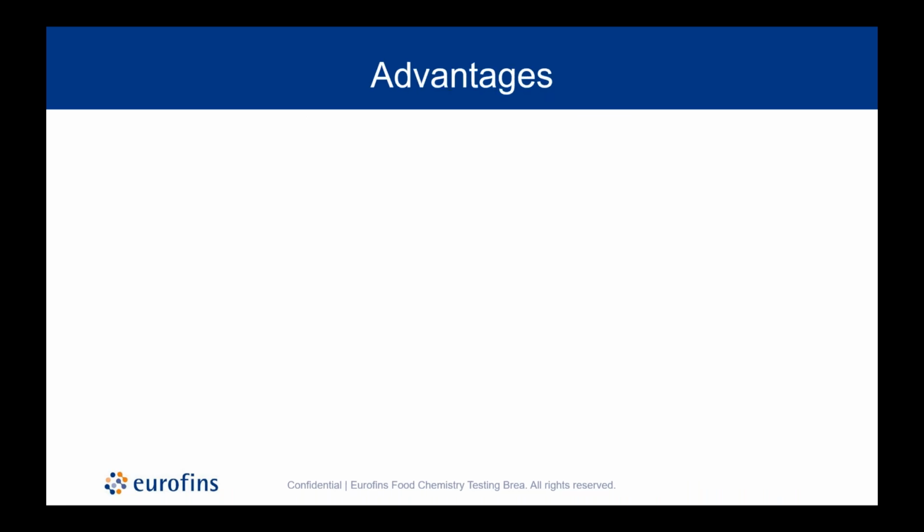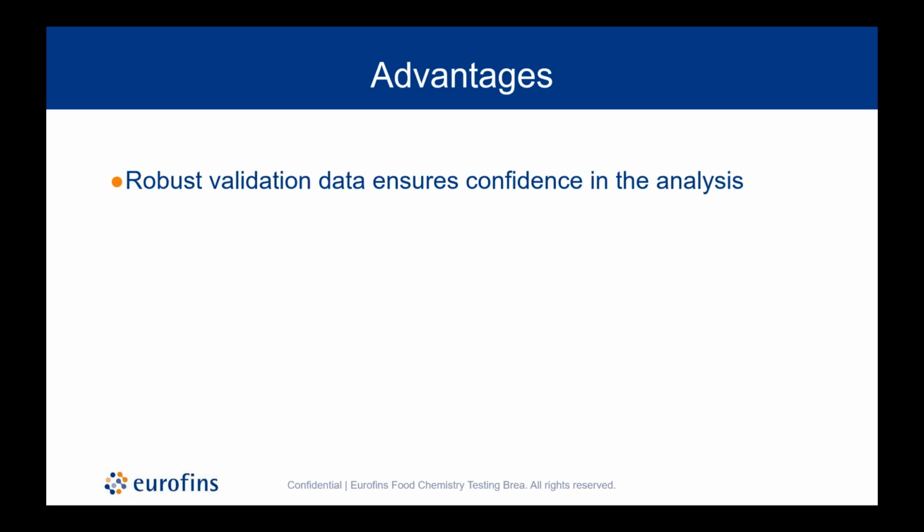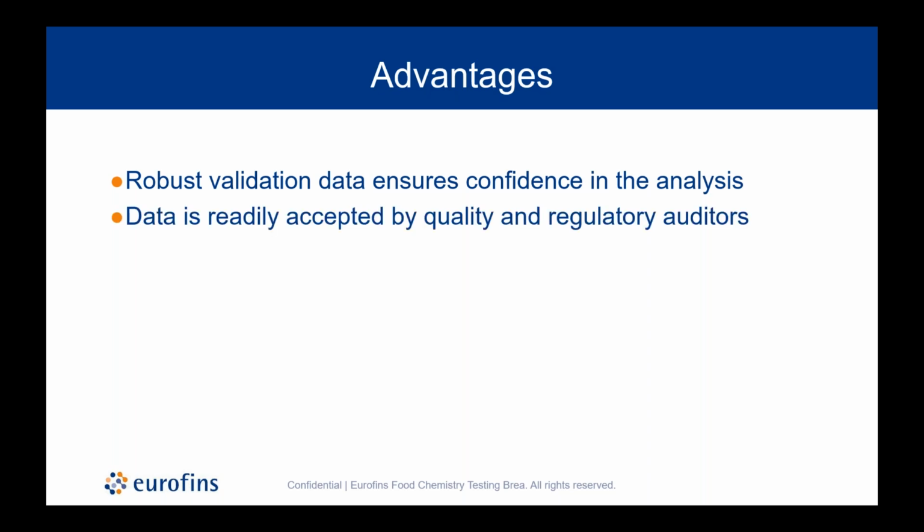All right, so I know that was a lot of information. We're just going to talk through some of the advantages that come up when we're using this type of compendial HPTLC testing. The pharmacopoeial standards methods are validated with robust data that helps us to ensure confidence in every analysis that we perform using that method. The data that's generated when you're using a standardized pharmacopoeial method is readily accepted by quality auditors, regulatory auditors, helps with compliance.